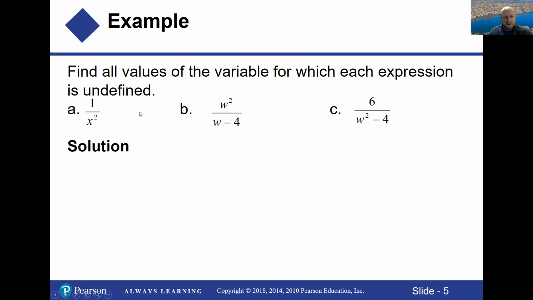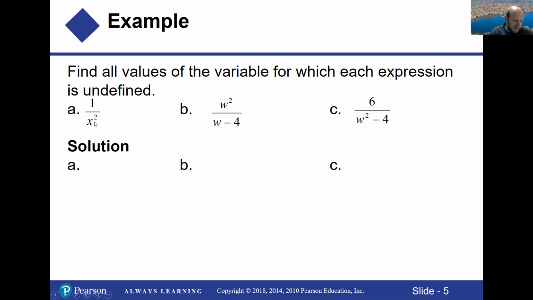And these next ones, this goes back to the fact that the denominator cannot equal 0 in a rational expression. So they want us to find all the values of the variable for which each expression is undefined. Okay, so we just learned that you cannot define a rational expression when the denominator is equal to 0. So basically, we need to find what values make the denominator 0. Well, of course, in this one, 1 over x squared, if you substitute 0 in for x, 0 squared is going to be equal to 0. So we know that 0 does not work in this case.